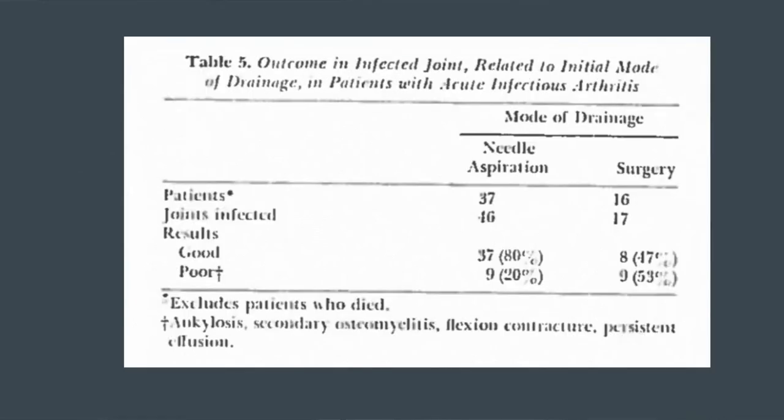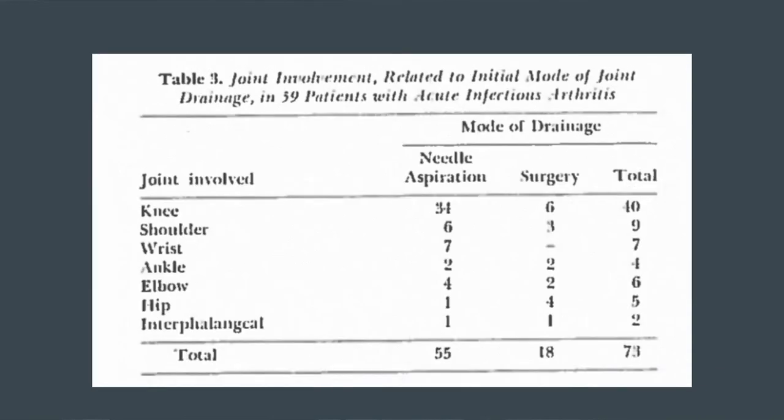But then when they looked at the outcomes in the infected joints, a total of 46 patients treated medically versus 17 surgery, they had an 80% good outcome in the medical group versus 47% in the surgical group. And then there was a 53% poor outcome in the surgical group that was characterized by either persistent effusion, contracture, or secondary osteomyelitis.